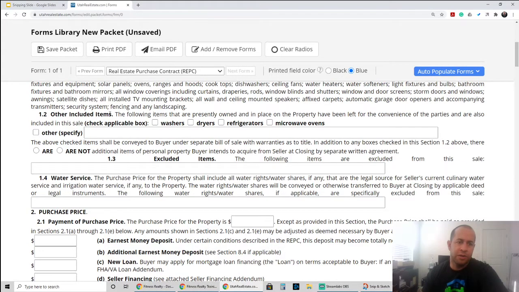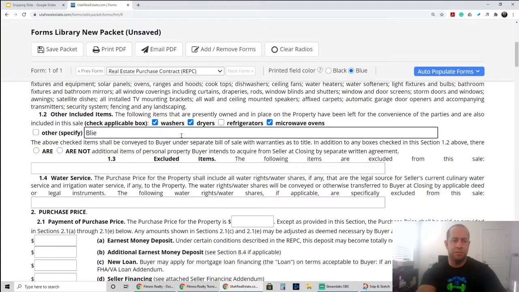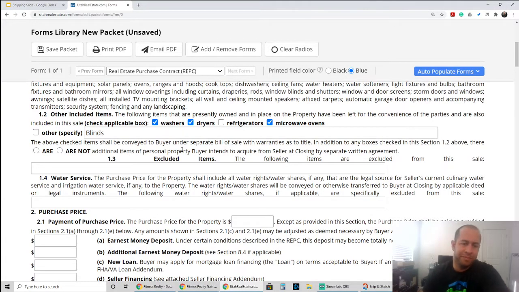All right, other included items. This is stuff that you're going to include with the contract. Maybe a washer and a dryer. Maybe a microwave, right? Maybe it's blinds. Whoops, blinds. That was a bad typo. Okay, and then maybe you do have some other property that's going to be conveyed by a separate bill of sale. Typically, that's not the case.